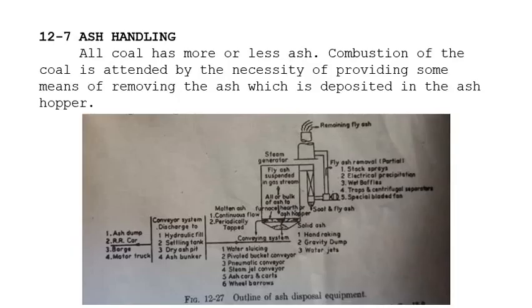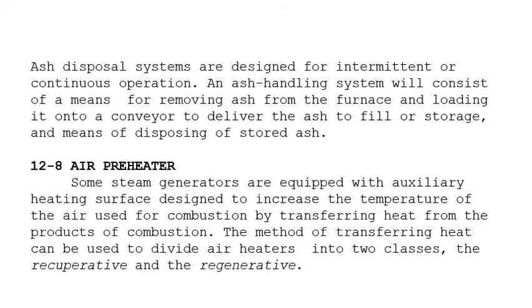So, ash handling. All coal has more or less ash. Combustion of the coal is attended by the necessity of providing some means of removing the ash, which is deposited in the ash hopper. This figure shows the outline of ash disposal equipment. Ash disposal systems are designed for intermittent or continuous operation. An ash handling system will consist of a means for removing ash from the furnace and loading it onto a conveyor to deliver the ash to fuel or storage, and a means of disposing of stored ash.